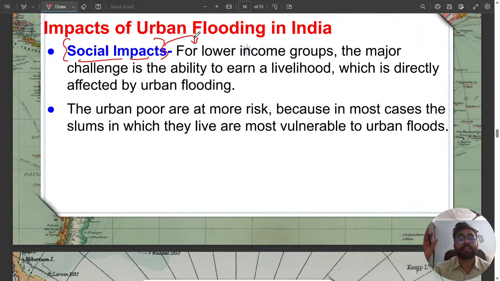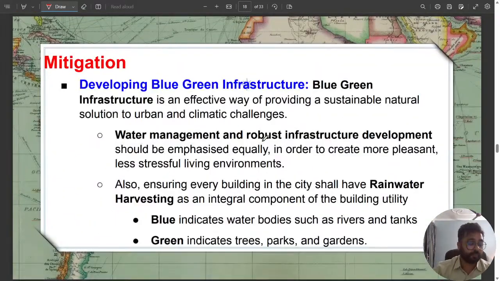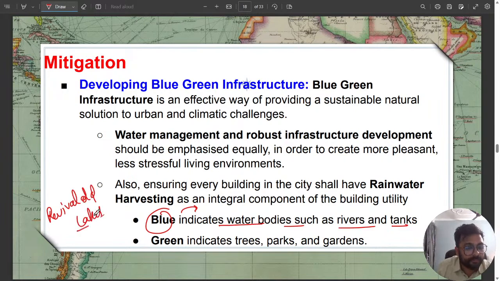Okay, so these are the broader impacts, guys. Let us quickly, in the last 10 minutes of this session, analyze the mitigation. What should be the mitigation strategy to be adopted in order to tackle urban flooding? So the first thing is development of blue-green infrastructure. Now, what do you mean by blue infrastructure? Blue signifies water, so managing your water bodies, rivers, tanks, revival of old lakes. This is how you can control the flow of water in urban areas.